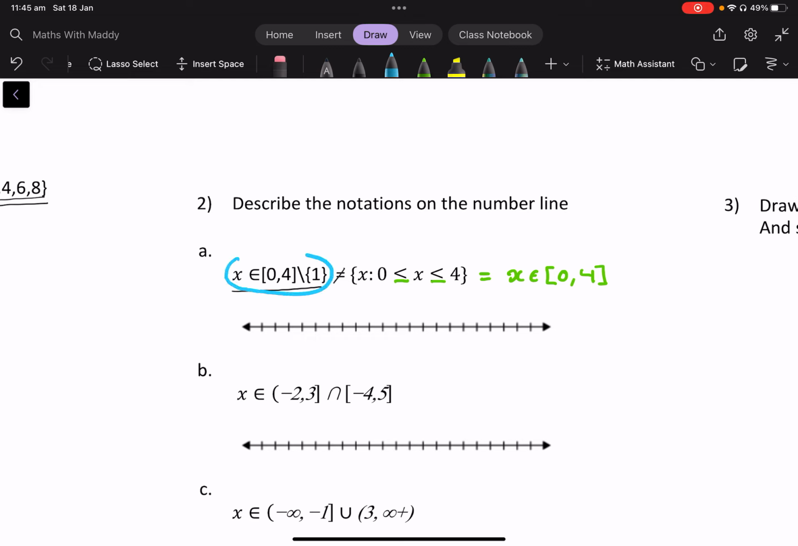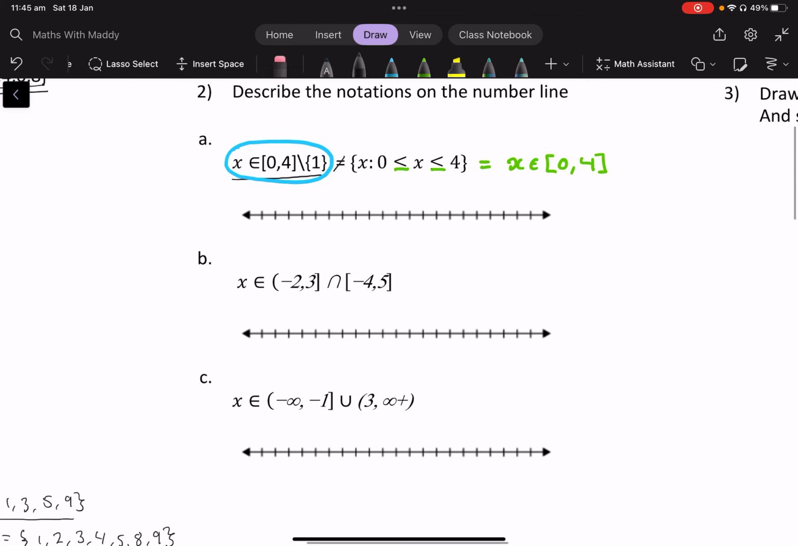This one just here, focusing on this one. We can see on our number line that if we start from 0, 1, 2, 3, 4, we have two hard brackets. So we're including with closed circles, but we have an excluding of the value 1. So there's an open circle there, and you just connect them. And that's what that would look like on a number line.